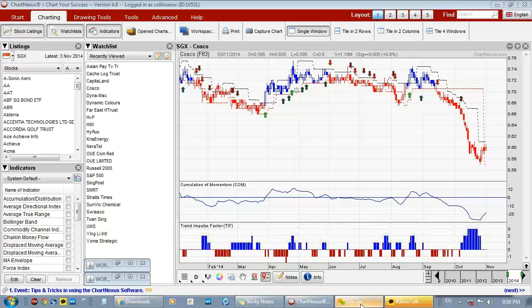Why? Because then the stock tends to follow the chart more, rather than the chart being controlled by a few hands.